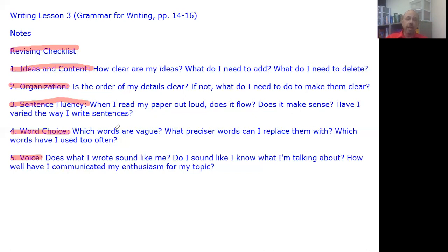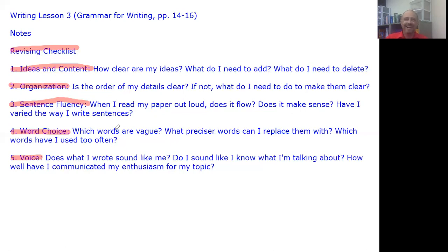Need to watch that. Are there words that I've used too often? Have I started, and sometimes this is a problem with sentences, have I started too many sentences the exact same way? For example, like with the word then, don't do that, right?